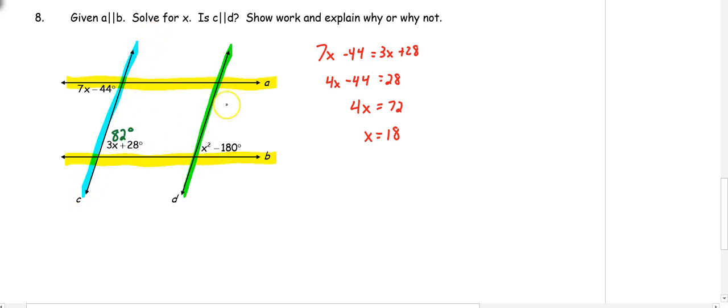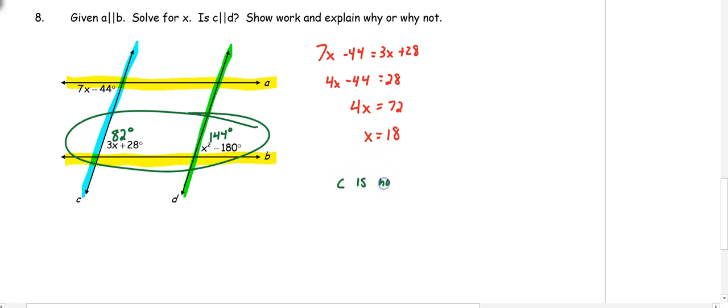Now, if C and D were parallel, these would have a relationship because they're corresponding angles. So I'm also going to put x into the other angle, x squared minus 180. And I get that the angle is 144 degrees. So because the angles are not congruent, C and D are not parallel. So I would say C is not parallel to D because corresponding angles are not congruent.